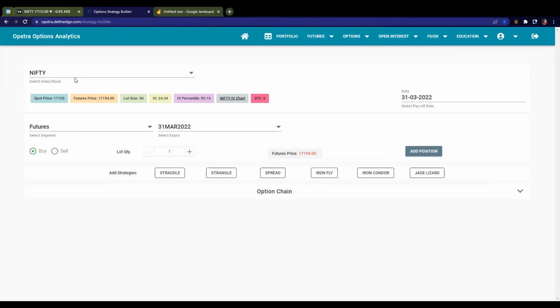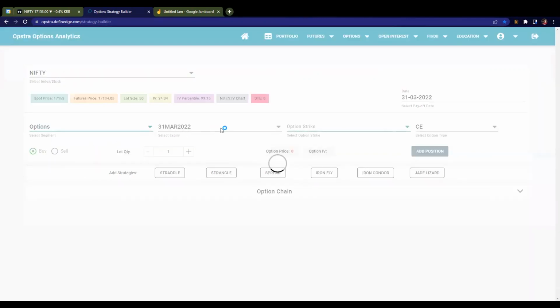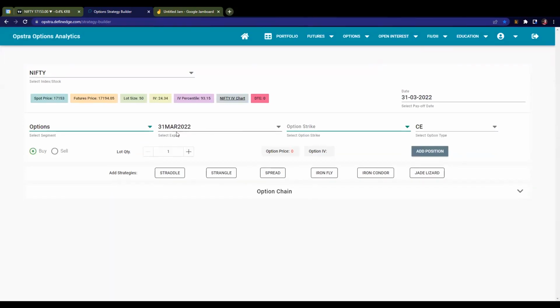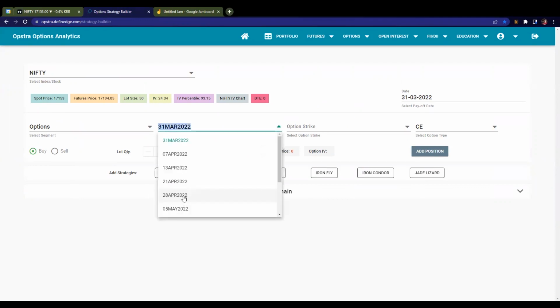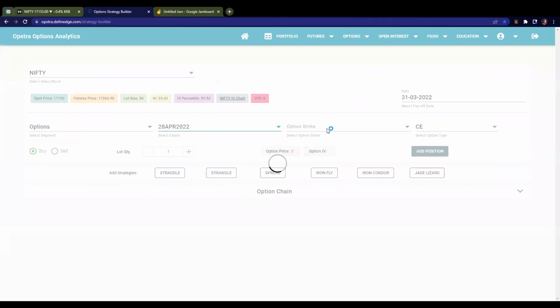So first of all, this is the select index. We are working with Nifty. Select segment, we are working with options, right? Now something called expiry. Since today is 26th of March, we'll go for the April expiry. So select the last date for April.